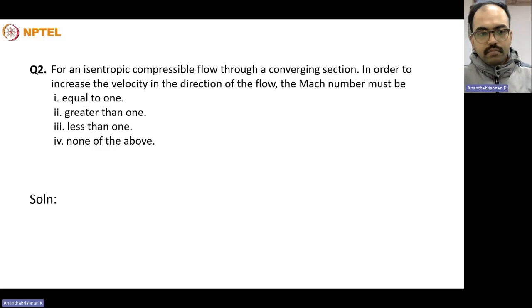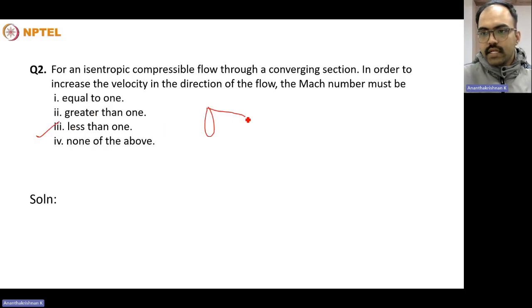In the second problem, for an isentropic compressible flow through a converging section, in order to increase the velocity in the direction of the flow, the Mach number must be equal to 1, greater than 1, less than 1, none of the above. So the answer is less than 1.